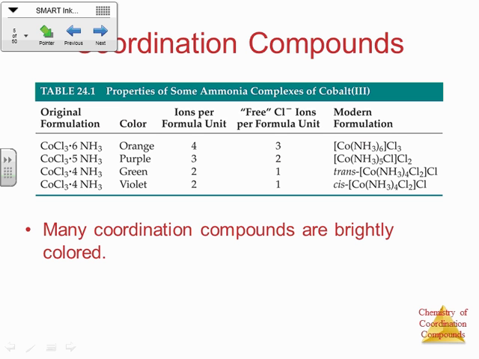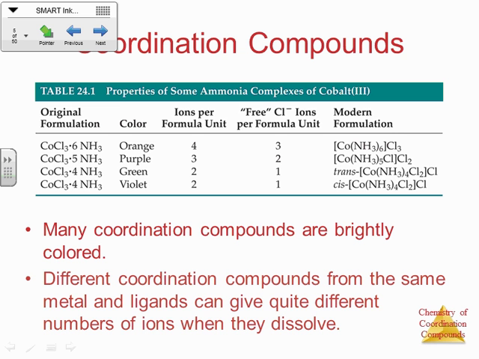Many coordination compounds are brightly colored. So you can see here, just even depending on the number of ligands that it coordinates with. So this CoCl3 with 6 NH3 is orange, with 5 NH3 is purple, 4 NH3 is green, and interesting. These are both the exact same formula, but they have different colors. Okay, and this phenomenon right here is actually what kind of led to the formation of this new science of coordination chemistry.